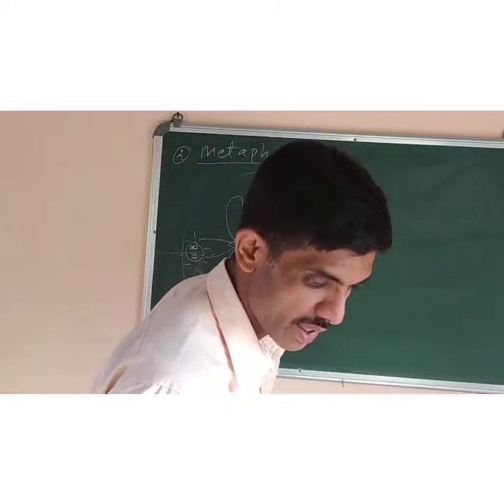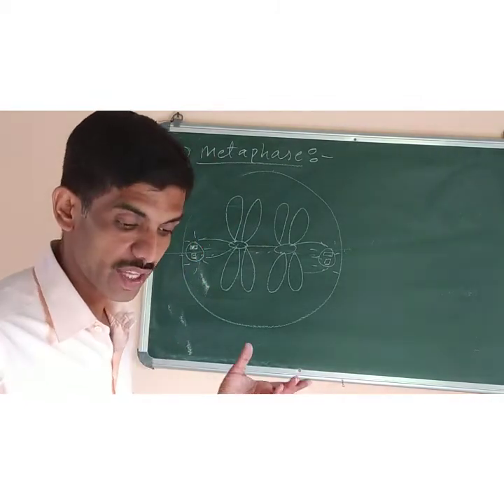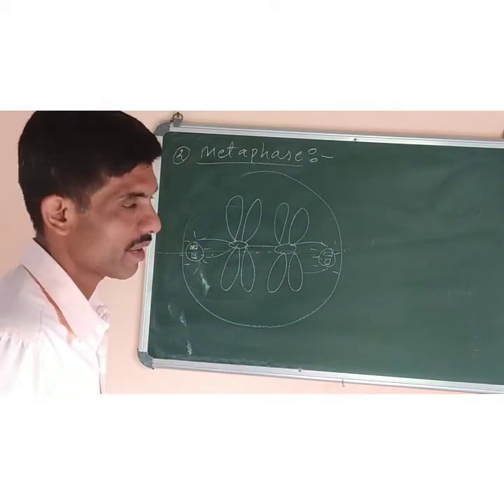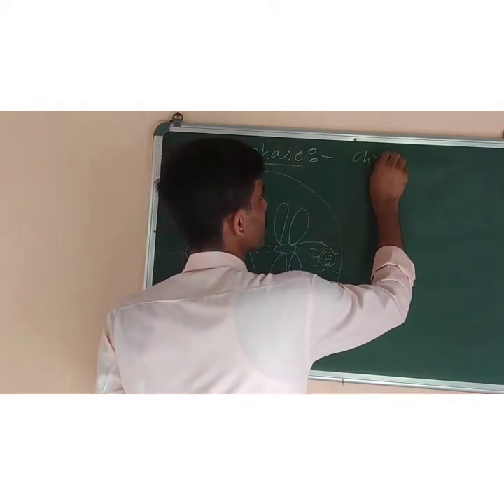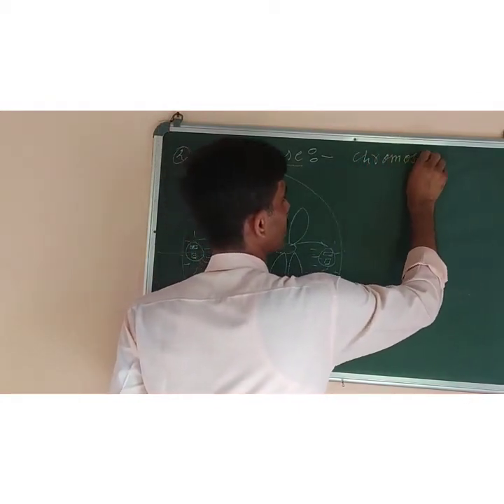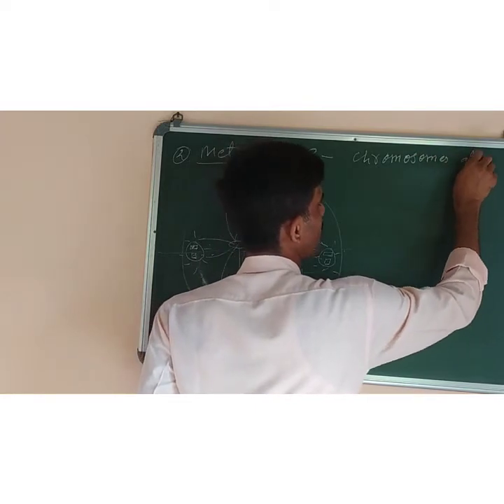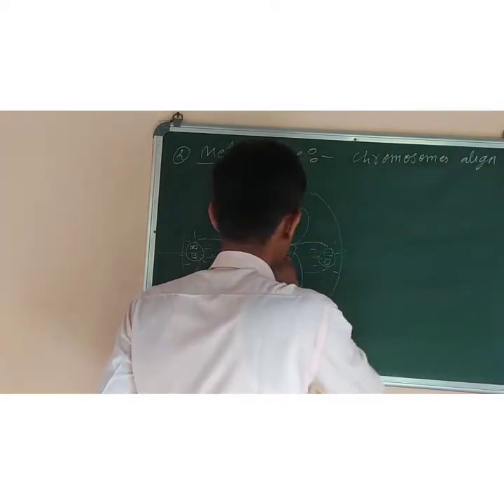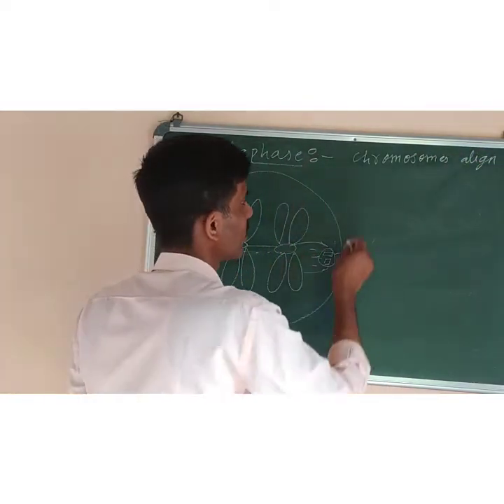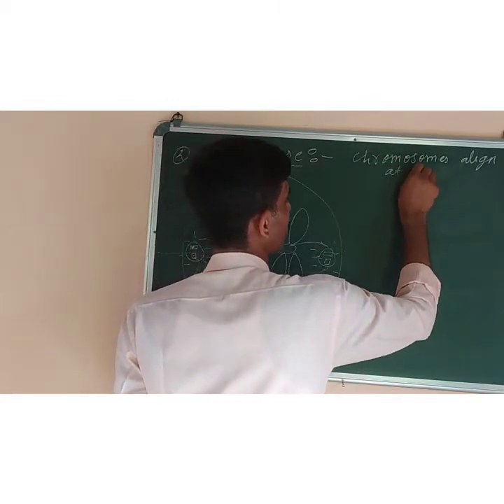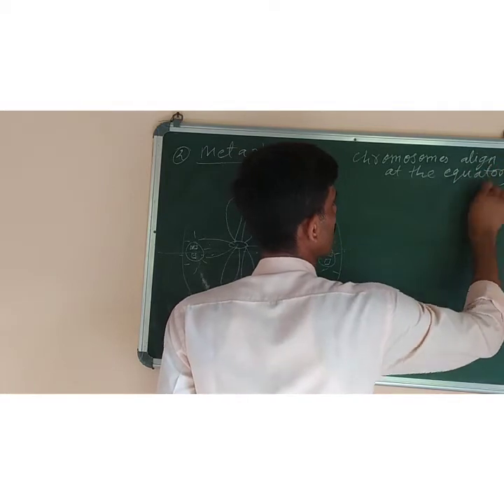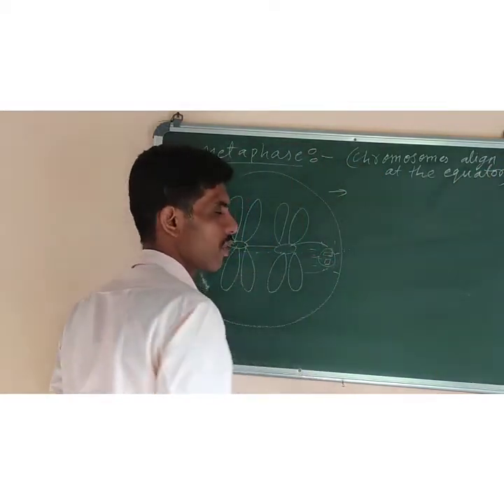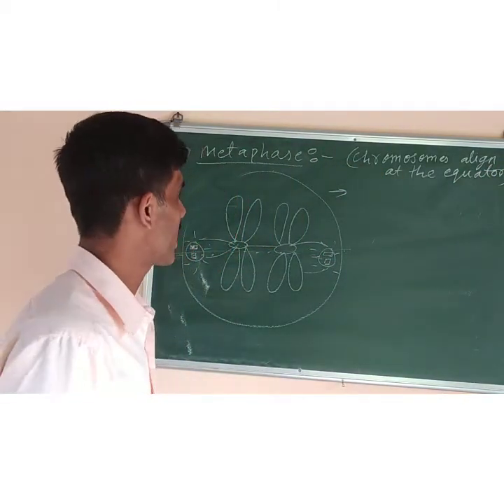Now let's write it. Chromosomes align at the equator. That is the main part of the metaphase stage. So if you want to learn it in one sentence, chromosomes align. Align means they will come in a single line at the equator. Equator, you know, that is the region. Okay, now what are the events which occur during metaphase?